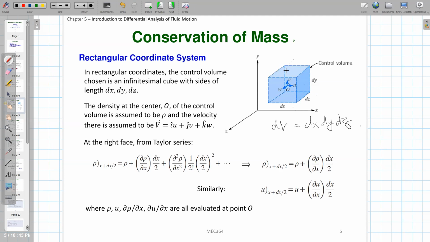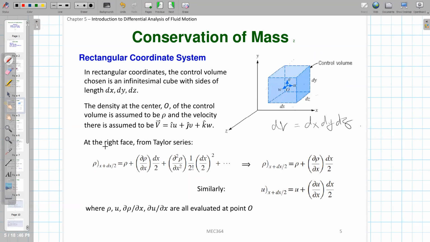Which means that for this control volume, we will have 6 inlets or outlets. Whether each face is an inlet or outlet is determined by the flow direction, by the velocity direction, right? So we have these 6 faces. We need to consider the mass flux flowing in or out from these 6 surfaces. Okay, 1, 2, 3, 4, 5, 6.